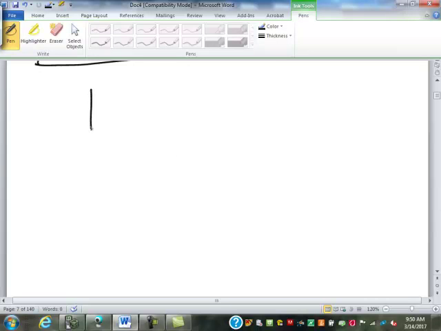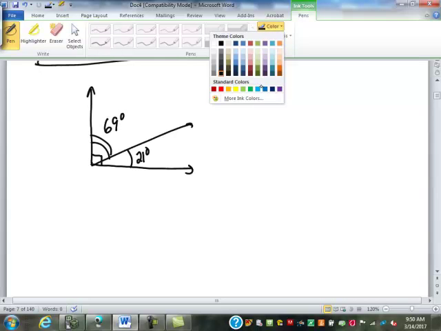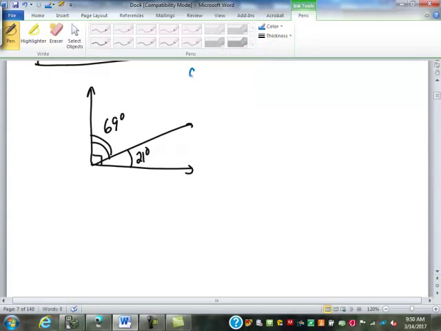We talked briefly about this situation. If this angle here is 21 degrees, what's this one have to be? 79. Careful. 69. Those two angles must add up to 90 degrees. If they add up to 90 degrees, they are called complements, complementary.